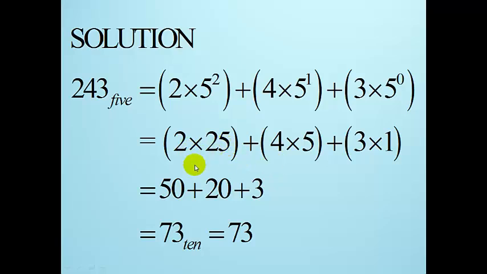Now 2 times 25 equals 50, plus 4 times 5 equals 20, plus 3 times 1 equals 3. 50 plus 20 equals 70, and 70 plus 3 equals 73. So this is equal to 73 base 10, and it's also written as 73. This means that 243 base 5 is equal to 73 base 10.